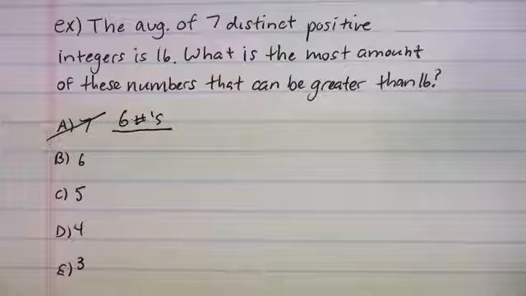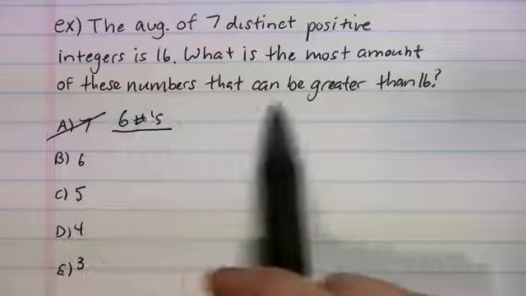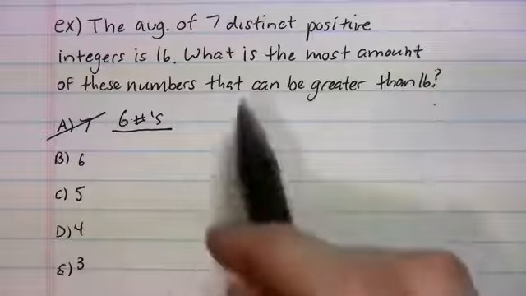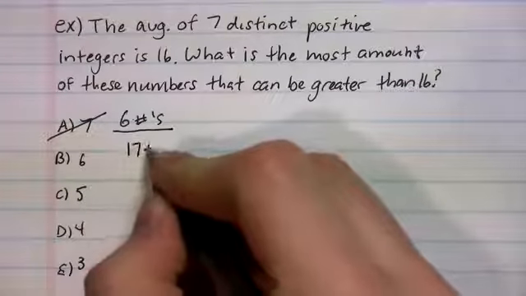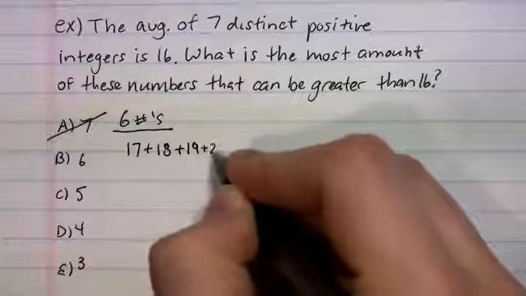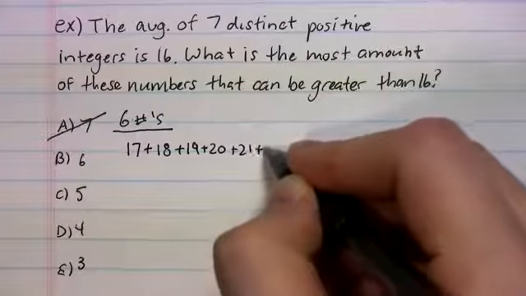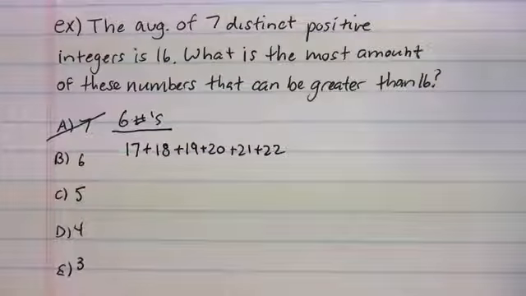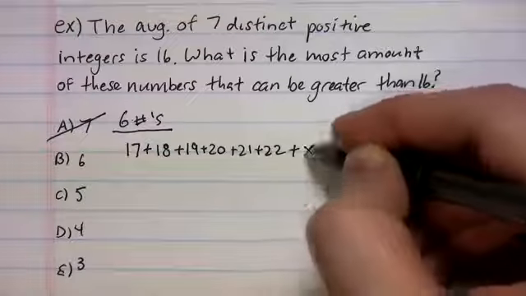So if we're picking B to be right, what does that mean? That means that 6 numbers can be greater than 16. And they're all distinct, so let's pick the numbers. Let's say they were 17, 18, 19, 20, 21, and 22. There's 6 numbers, right? And we're going to add x. That's going to be our missing number.